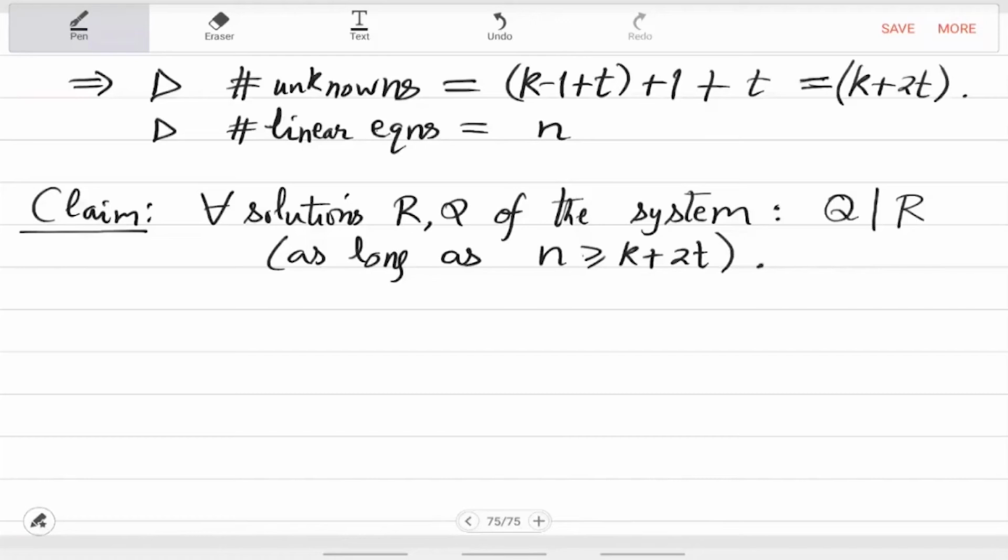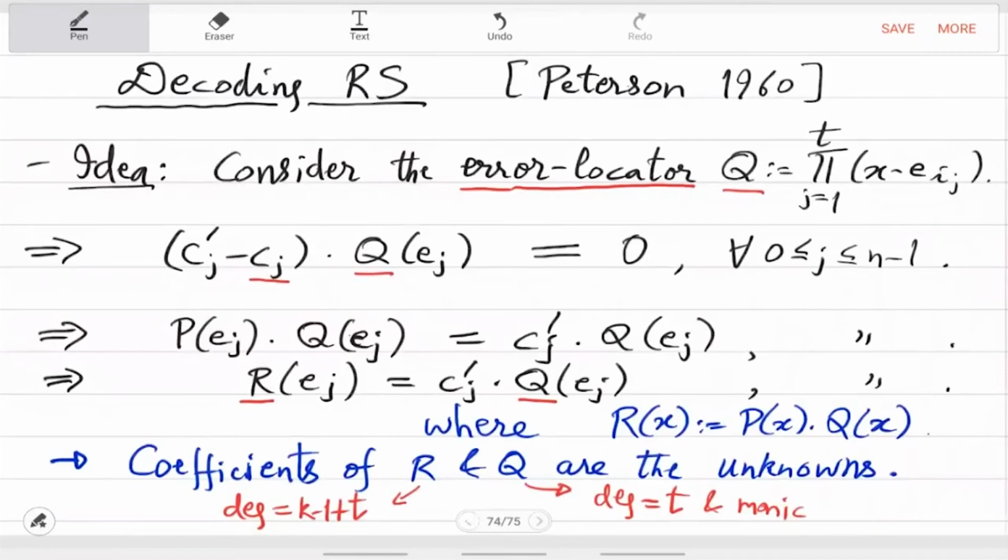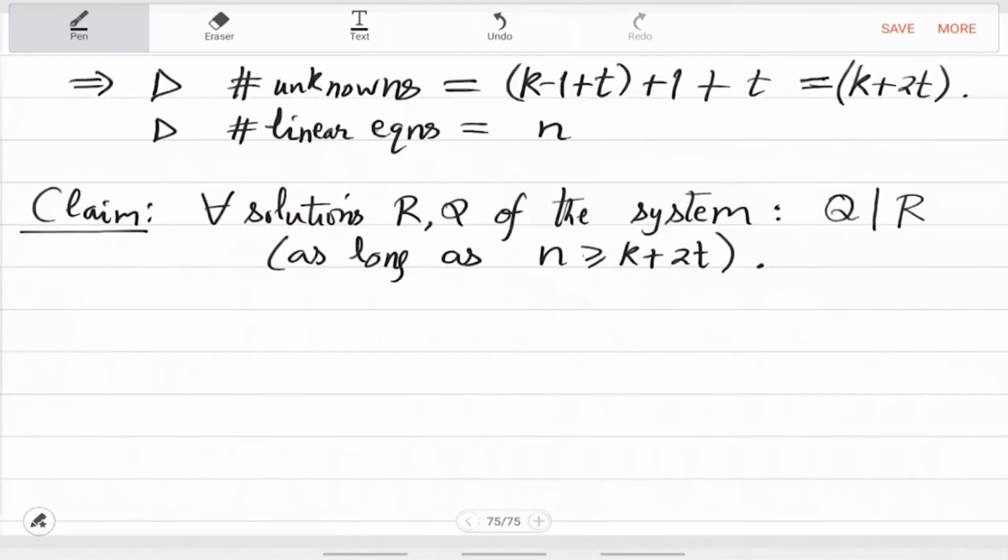Okay. So what is the system? The system is this: R(Ej) is equal to Cj prime times Q(Ej) for j from 0 to n minus 1. This is a linear system with n constraints and k plus 2t many unknowns. So as long as the constraints are many compared to the unknowns, we'll prove that whatever solution you find, R and Q, Q will divide R. Okay, that's a very strong property.